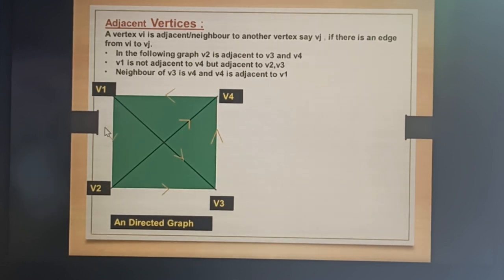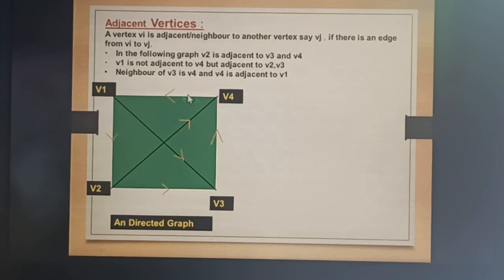See this example: in the following graph v2 is adjacent to v3 and v4. V2 is adjacent to v3 because there is one edge from v2 to v3, and there is one edge from v2 to v4, that's why v2 is also adjacent to v4. But v2 is not adjacent to v1. V1 is adjacent to v2.